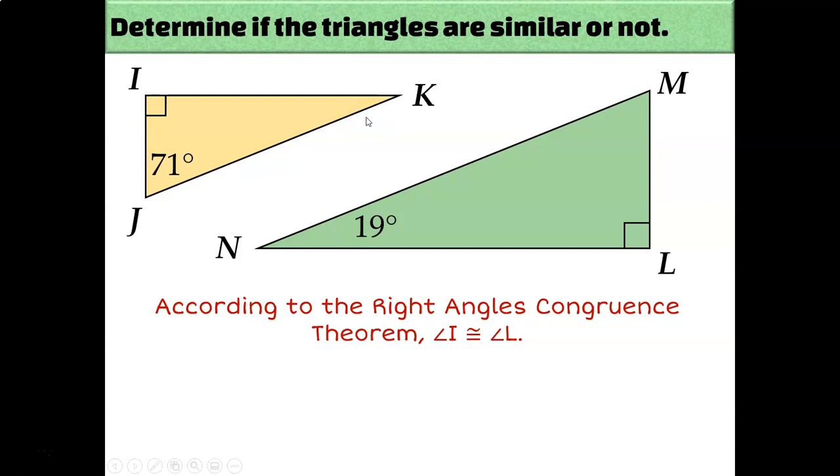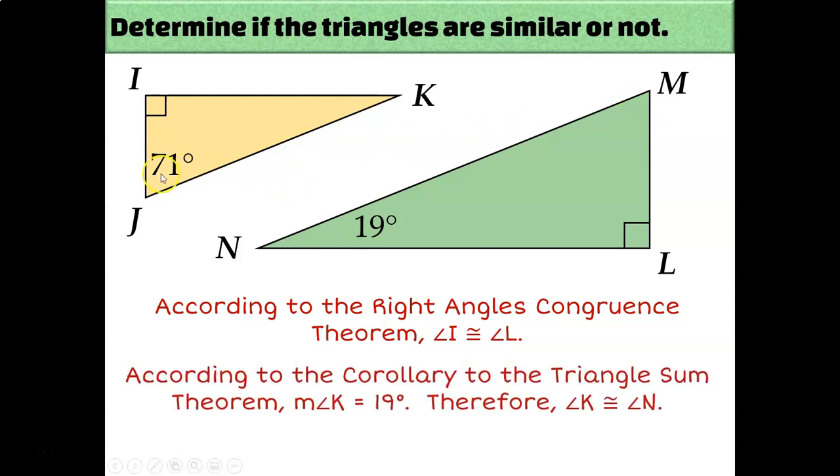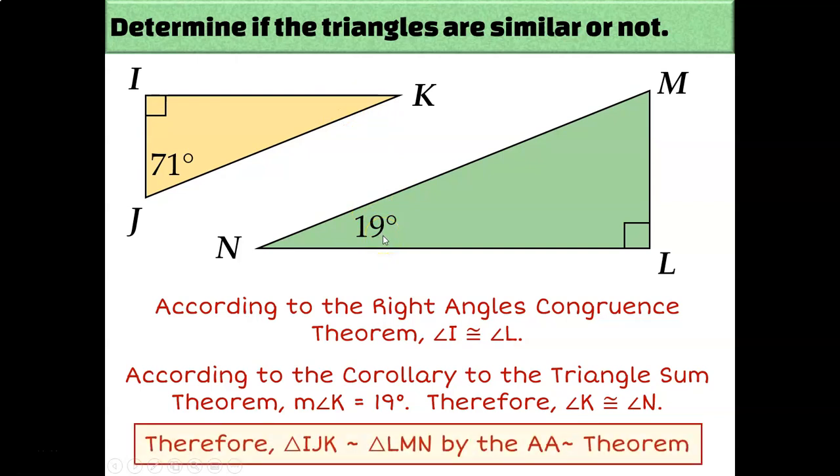But hold on a second. Can't we figure out the measure of angle K or the measure of angle M? According to the corollary to the triangle sum theorem, we know that the acute angles of a right triangle add up to 90 degrees. So what do I add to 71 to get to a total of 90? Well, that would be 19. So that means that angle K is 19 and angle N is 19. These are two congruent angles as well. So that's enough information to say that these two triangles are similar by the angle-angle similarity theorem.